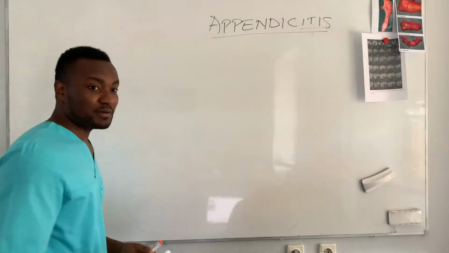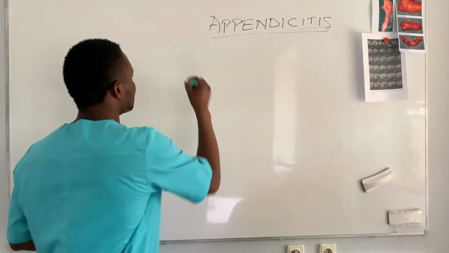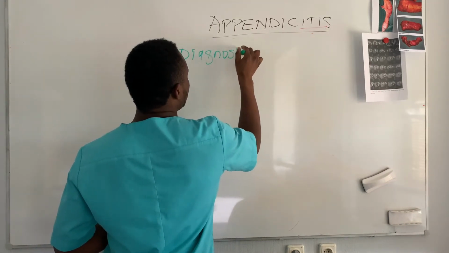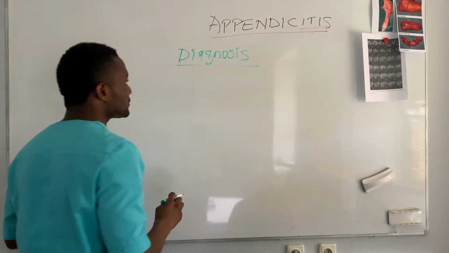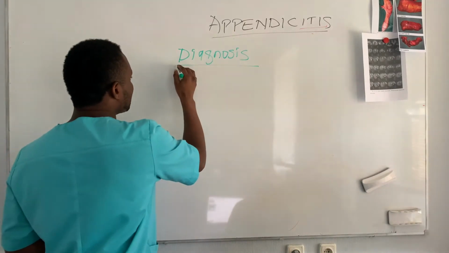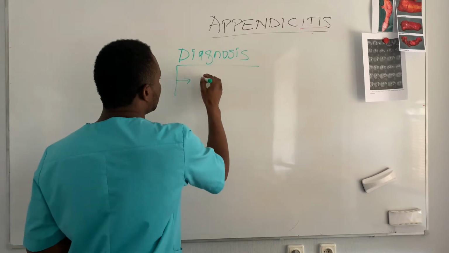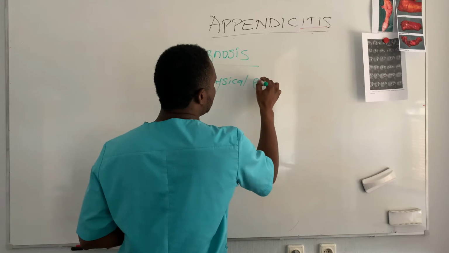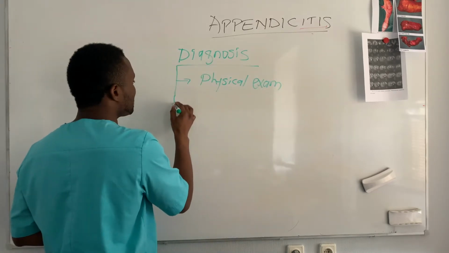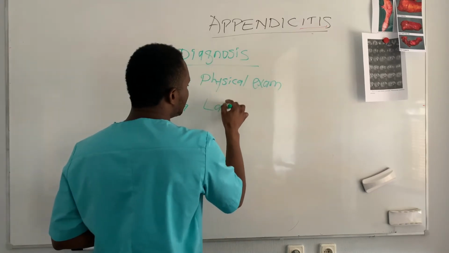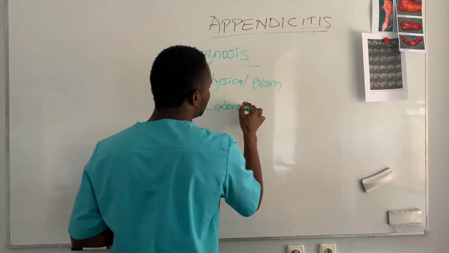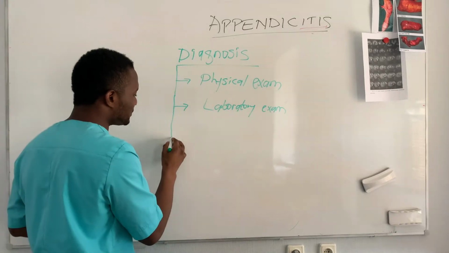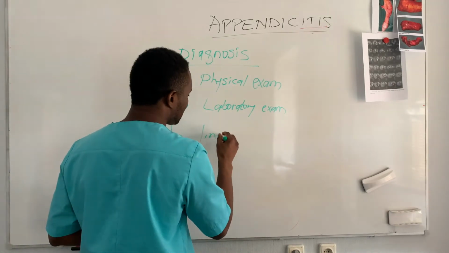So now we will talk about the diagnosis of appendicitis. So how do we diagnose appendicitis? So this I will group into three. The first will be your physical examination, which I will abbreviate as exam. Next we talk about the laboratory examination. And then last but not least will be imaging.